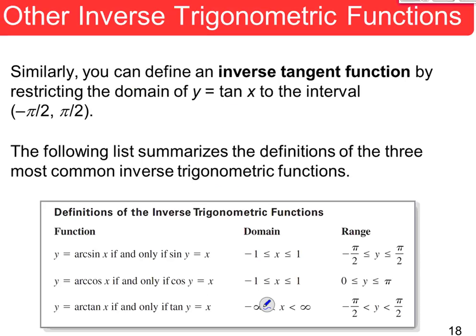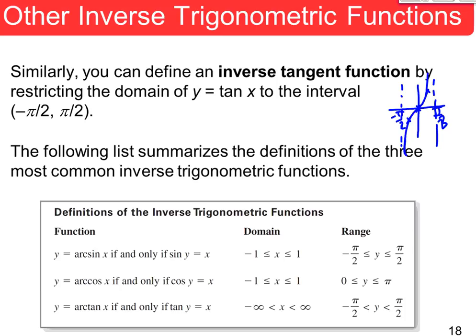And then inverse tangent, and they just give a very short blurb here about inverse tangent. But if you remember, tangent has asymptotes at negative pi over 2 and pi over 2. And between those, you have that full graph, there, your negative 1, 1, and 0. You have that full graph that looks like that.